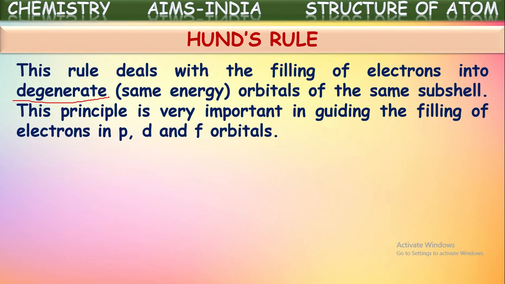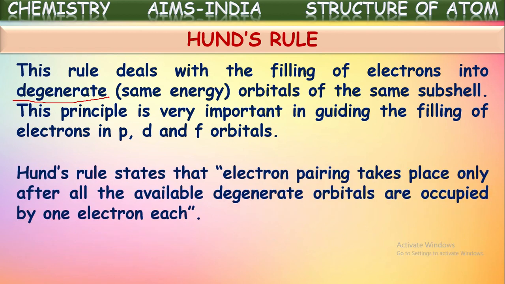For example, the s subshell has only one orbital, so there is no confusion. But higher subshells like p, d, f contain more than one orbital. We know the p subshell has three orbitals. The d subshell has five orbitals, and the f subshell has seven orbitals. In which order these orbitals in a subshell are filled is explained in Hund's rule.